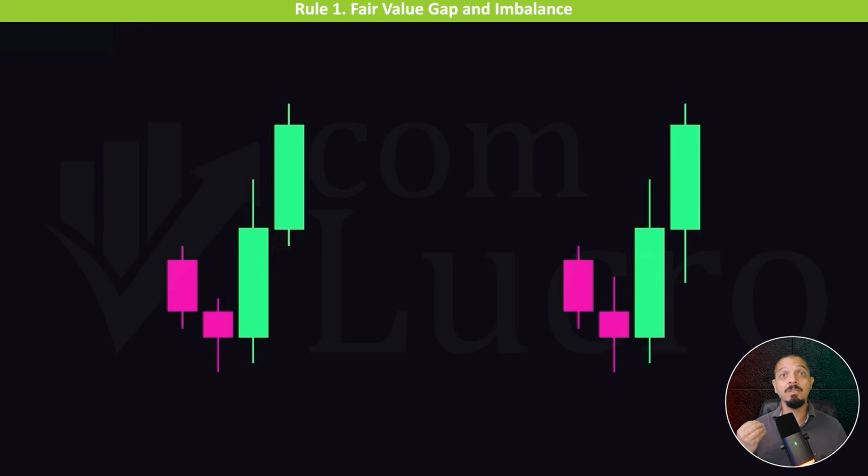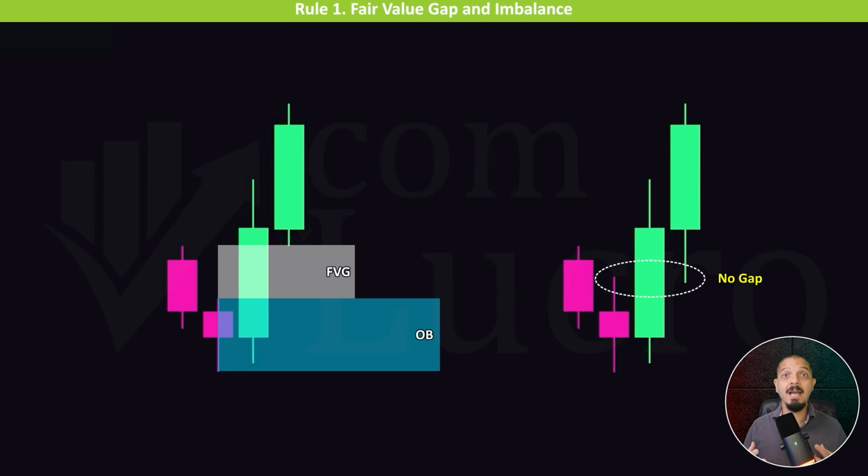Here we have 2 price movements that appear very similar at first glance, as both move strongly to the upside. The difference becomes clear when we look closer. The example on the left shows a gap between the upper wick of the first candle and the lower wick of the third candle. In the example on the right, no such gap exists because the wicks overlap with the candle body. This gap is what defines inefficiency or imbalance.